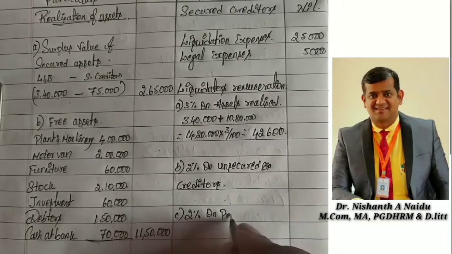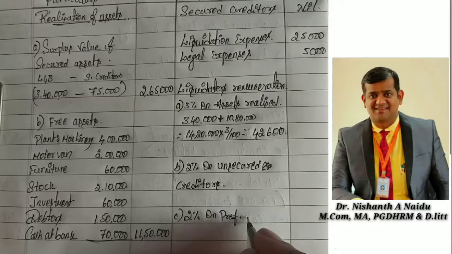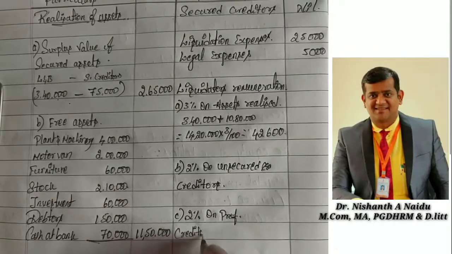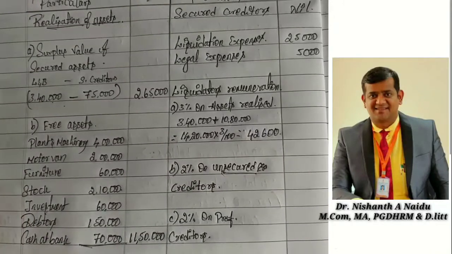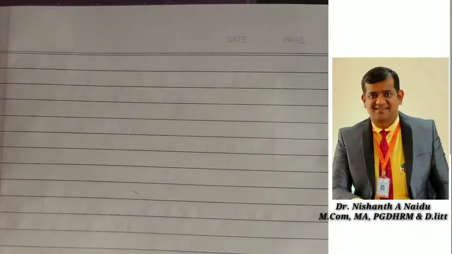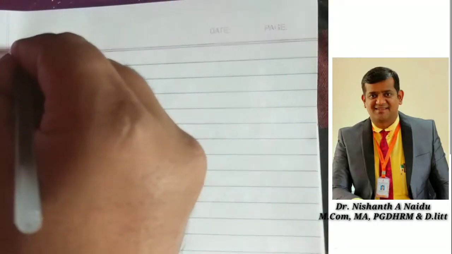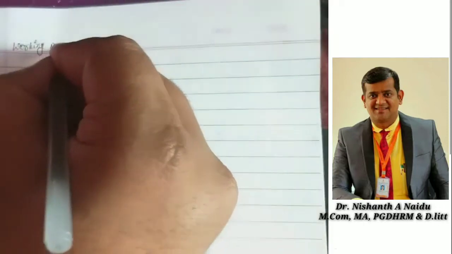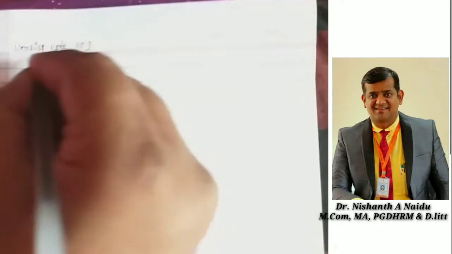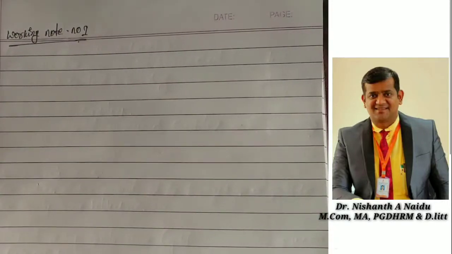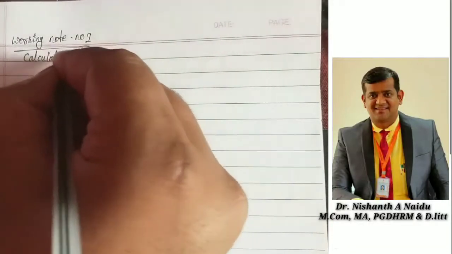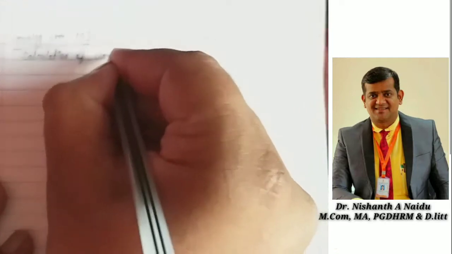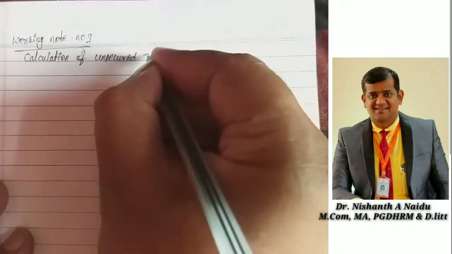2% on preferential creditors. So now we all know what we are supposed to calculate, unsecured creditors we should calculate. Then we'll come back here. Okay, so we are moving for the working note purpose now. So let us take working note number 1. What are we going to do here? Calculation of unsecured creditors.